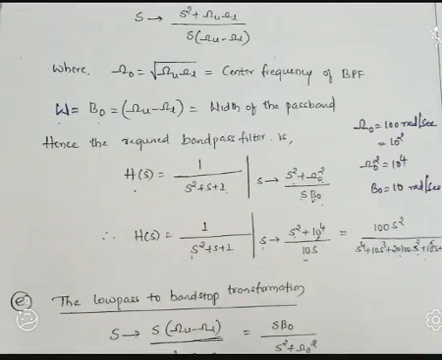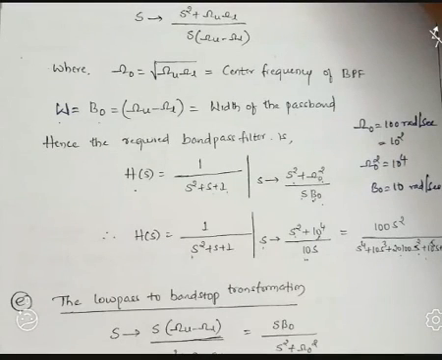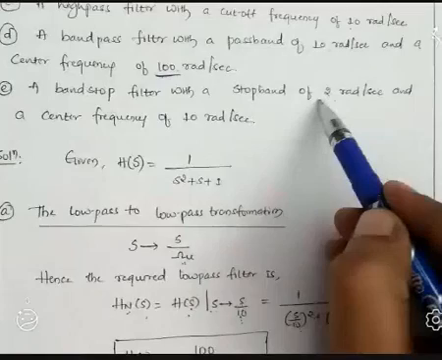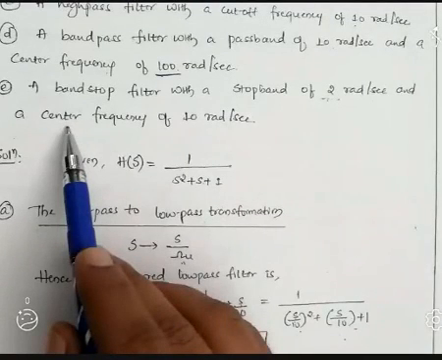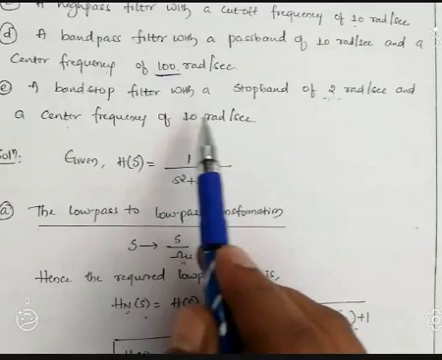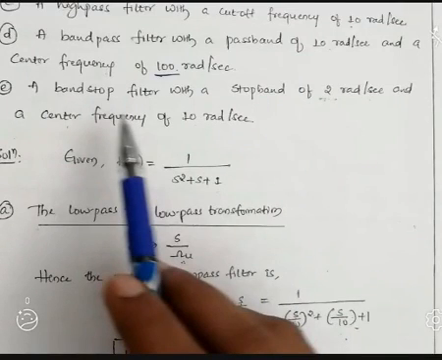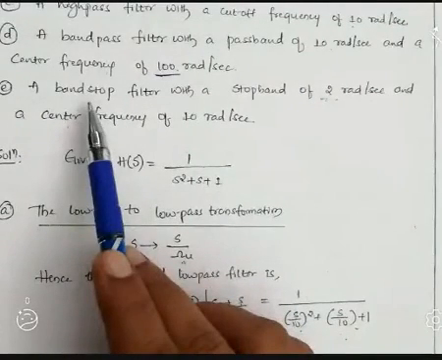Next, the E bit. I will once again go through the question: a band stop filter with a stop band of 2 radians per second and a center frequency of 10 radians per second. These two points you have to remember. This is the case of converting a normalized low pass filter to a band stop filter.